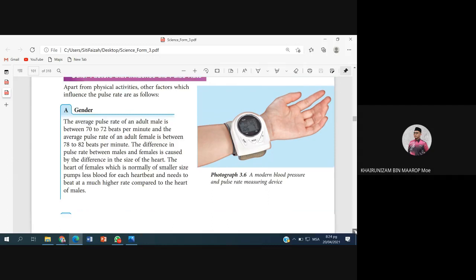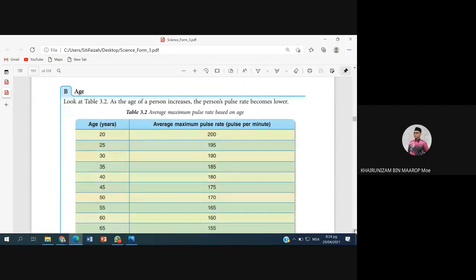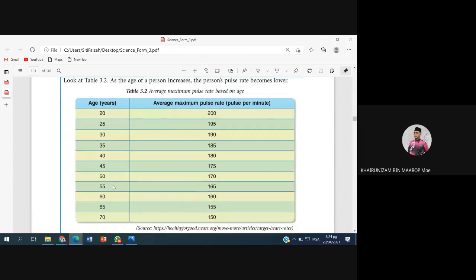Okay, another factor is age. Okay, if you look at the table, this is an example of the age. If 20 years old, so the average maximum pulse rate is 200 pulse per minute. 200 denyutan untuk 1 minit. Different to 70 years old, only 150 pulse per minute.